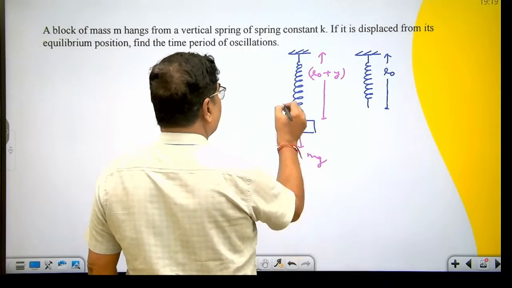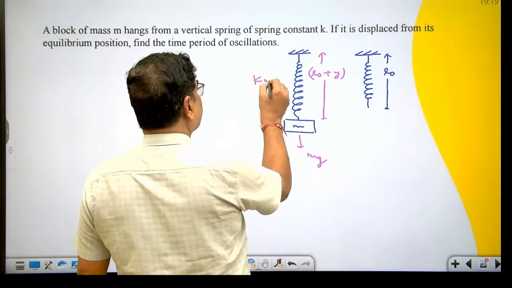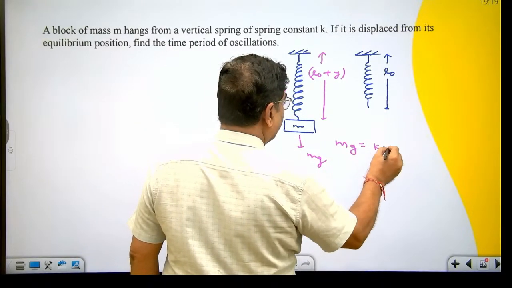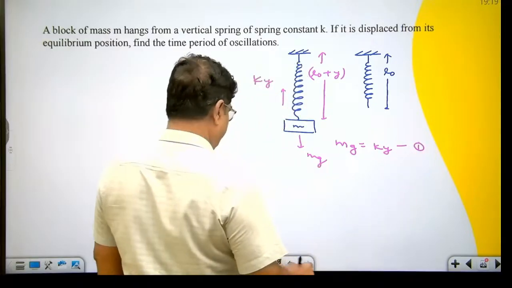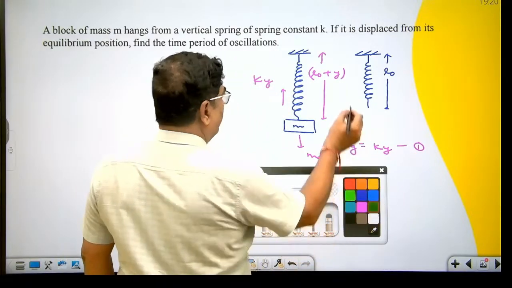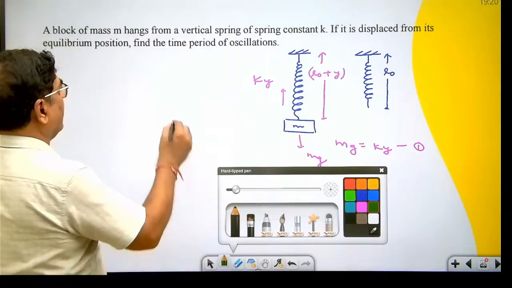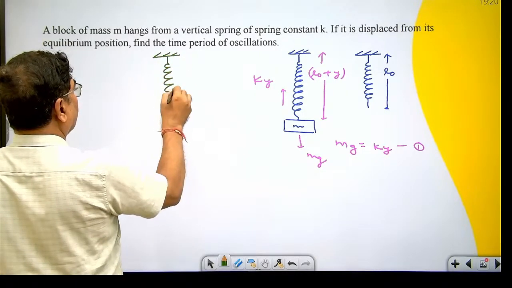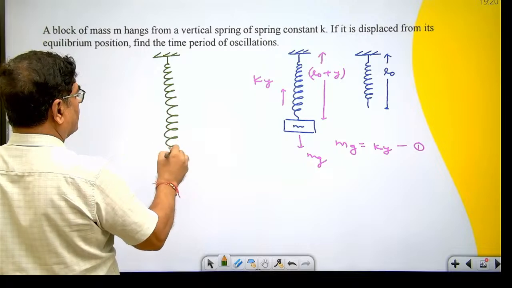This is mg and this is ky. K is the spring constant, so we can write the equation mg equal to ky. This is equation 1. Now, if we release the particle suddenly, then what will happen? This situation will come.